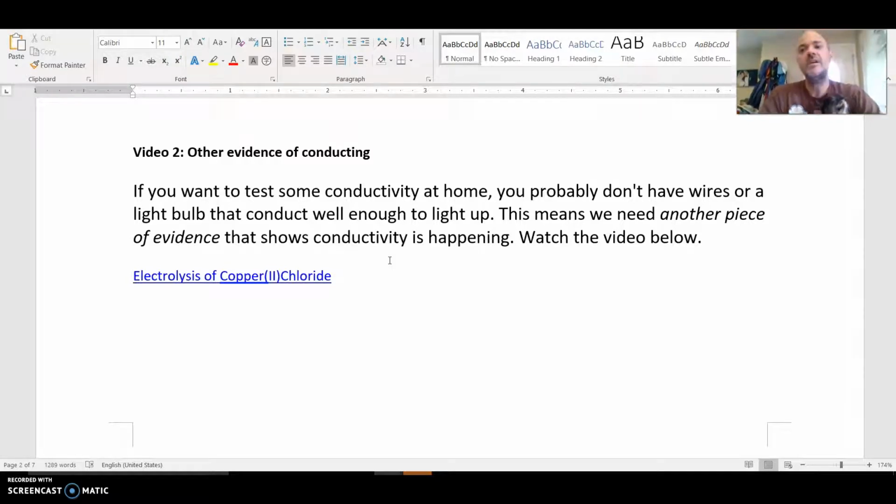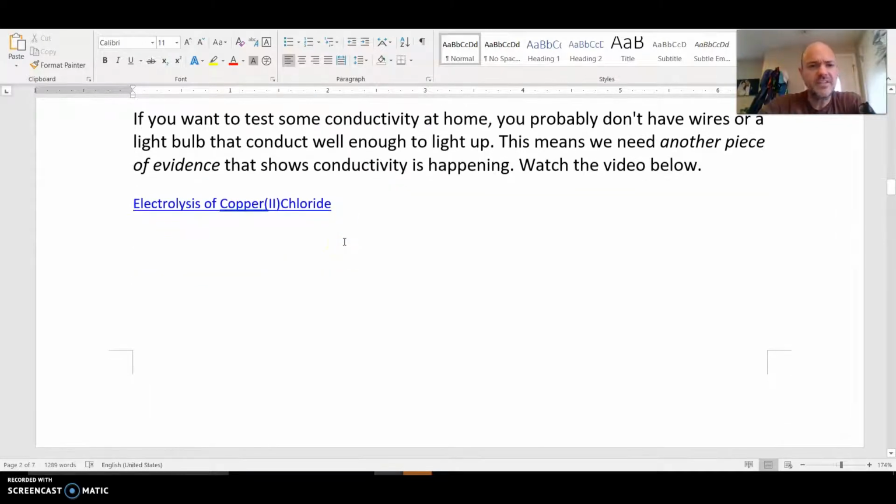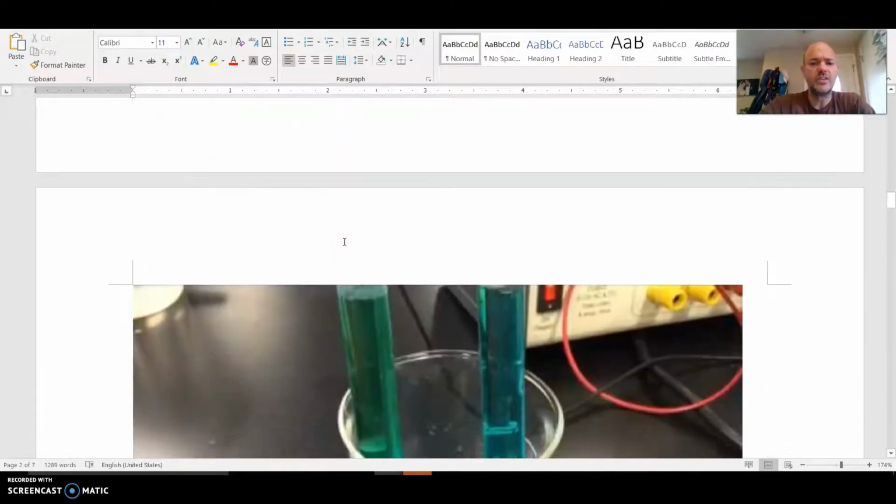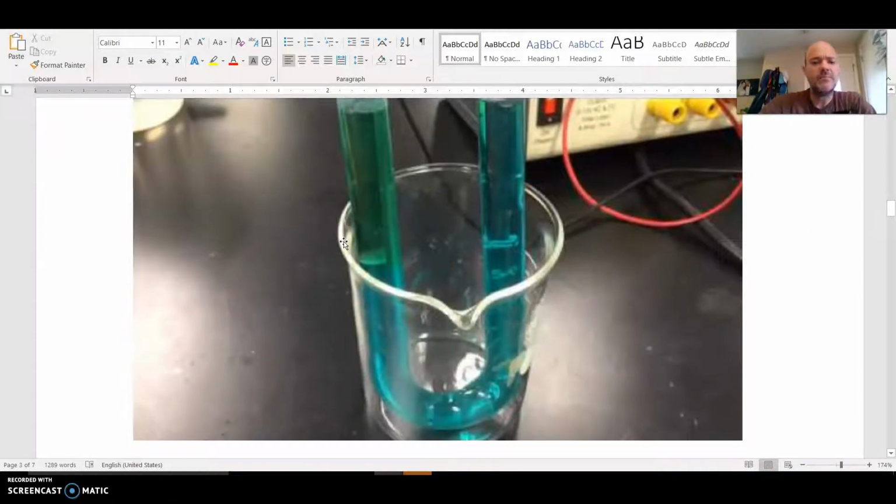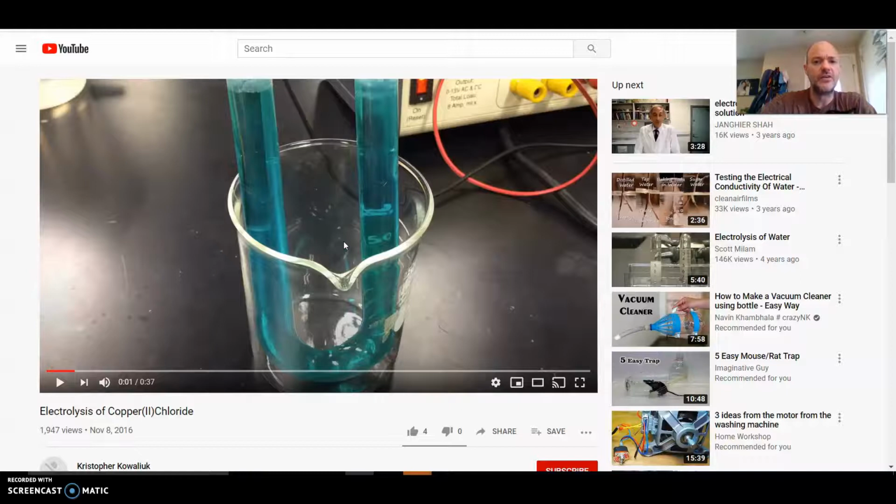Yes, Minnie. All right. So other evidence of conducting. If you want to test conductivity at home, you probably don't have a setup like we just saw in that video. You don't have a light. You don't have wires that conduct well enough to make that happen. You could maybe try figuring something out with that, but we can also think of other ways to do it. There is another video here I'll show you really quickly where you can think about one thing that's happening, but we're also going to discuss a third thing that happens.